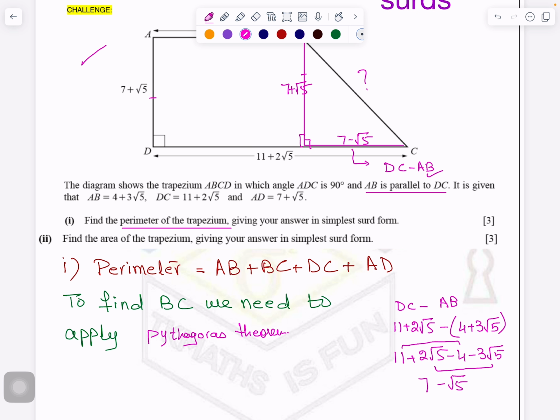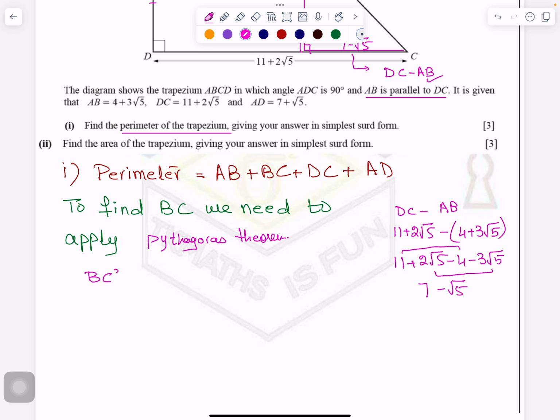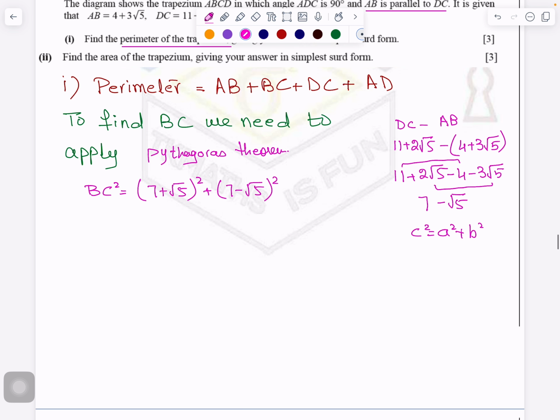So now when I apply Pythagoras theorem to find BC, I will do what? BC square is equal to (7 plus root 5) square plus (7 minus root 5) square. Agreed? Which is c square equals a square plus b square. So I am applying this Pythagoras theorem. After that I will expand the brackets using which concept, if you remember? (a plus or minus b) whole square is what? a square plus 2ab plus b square, or a square minus 2ab plus b square. So I'm going to expand this. 7 times 7 is 49 plus 7 2s are 14 root 5, and root 5 square is 5. Again for the second one, 7 times 7 is 49 minus 7 2s are 14 root 5 plus 5. I'm simply applying these expansions.